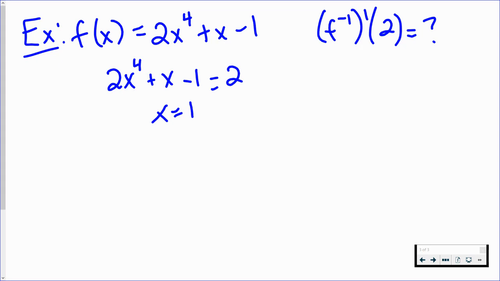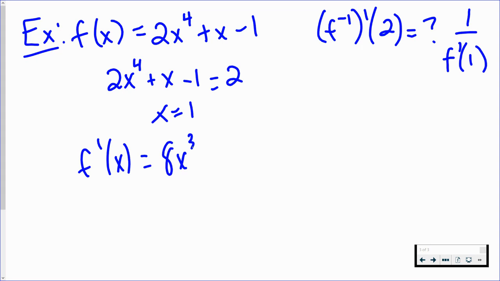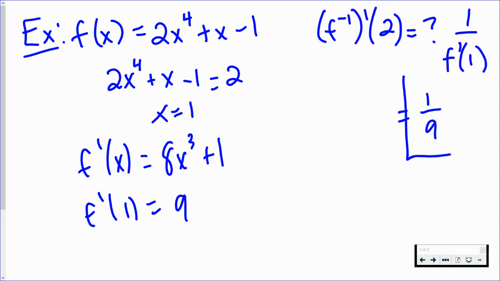All right, so let's get back to where we were. We have the coordinates, okay? The x coordinate for the inverse is 2. Remember, that's the y coordinate of the original. That's why we set this function equal to 2. And we solve for the x value in the original function, which is 1. So we now know that this is going to be equal to 1 over f prime of 1. Okay, so we have to find f prime and plug in 1. F prime of x would be 8x cubed plus 1. F prime of 1 would be 8 plus 1, which is 9. So the derivative of the inverse at 2 would be 1 over 9.